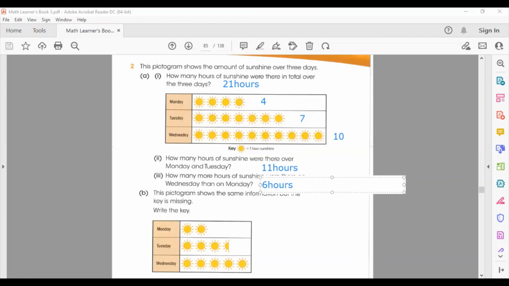The next question is about the pictogram. The pictogram shows the same information but the key is missing. Write the key. We need to find the key. We cannot calculate without the key. This pictogram shows the same information but the key is missing. So we can write here key.